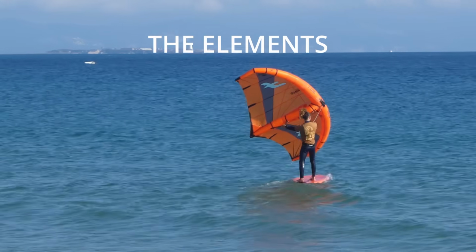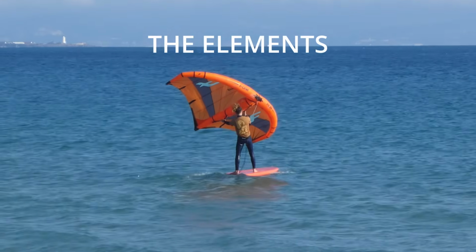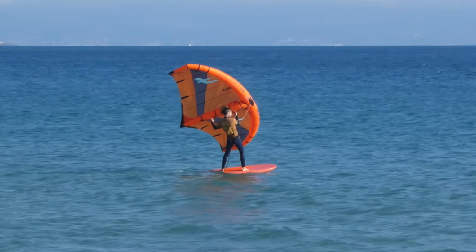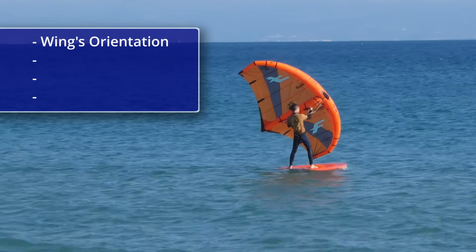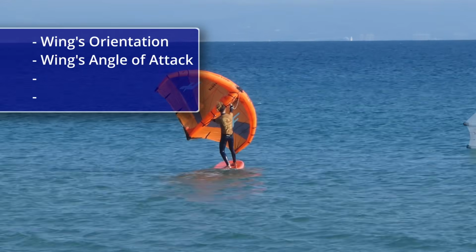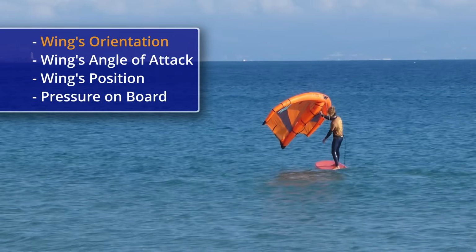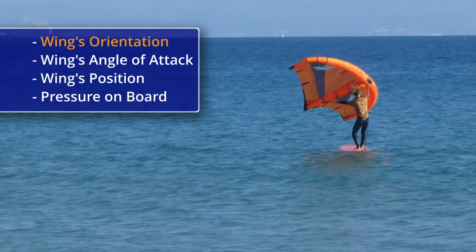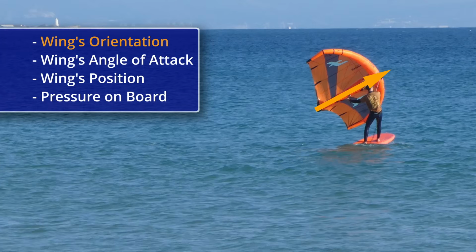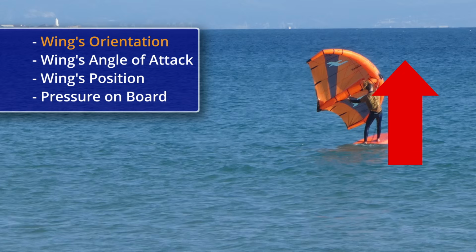Controlling your course, the sailing angle, with the wing is actually a compound of different elements. They are the wing's orientation, the wing's angle of attack, the wing's position, and pressure on the board. First of all, the wing needs to be correctly oriented, so aiming as forward as possible. This is just to have a component of the force pulling you forward and therefore allowing you to take some speed and move. If you need a review, check the wing control video.